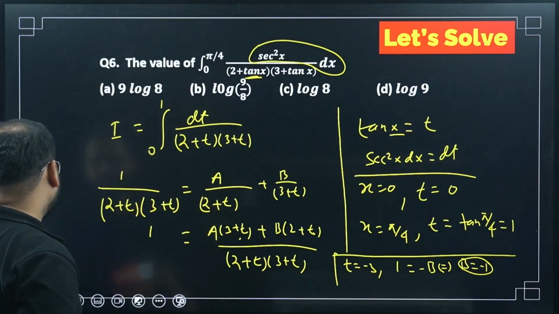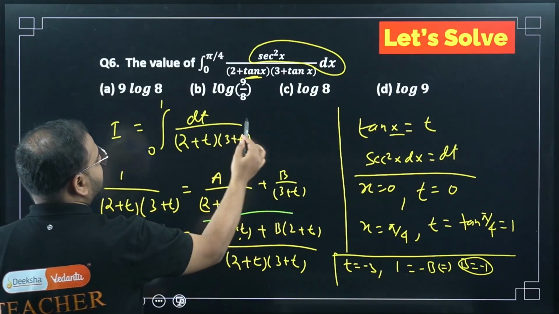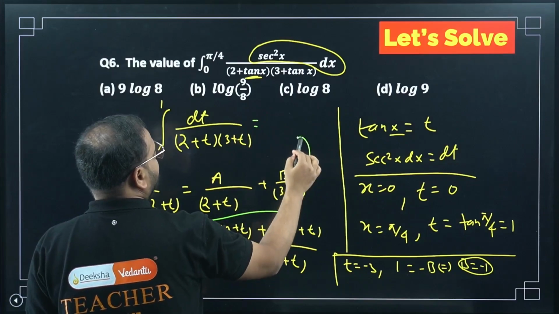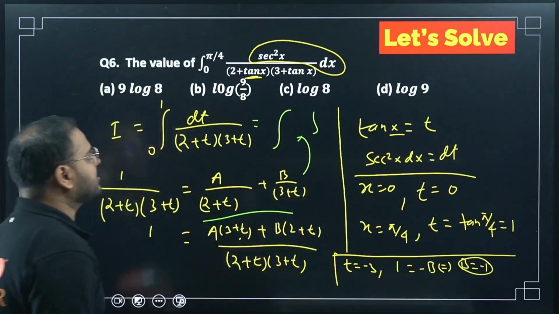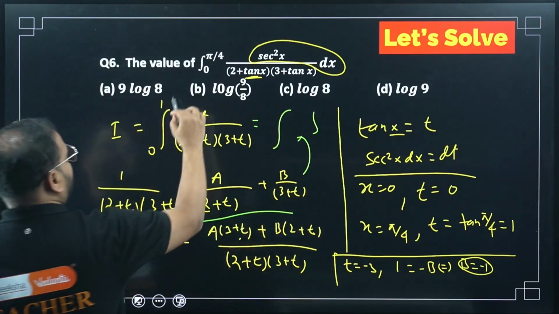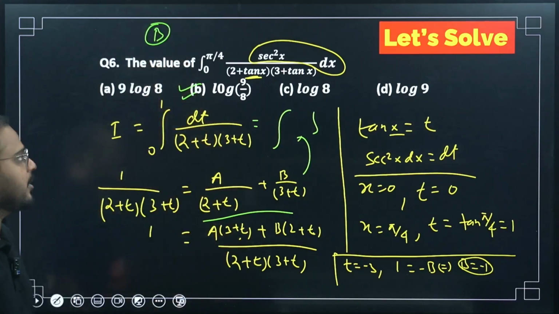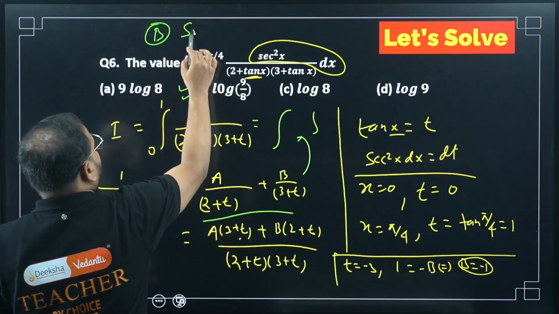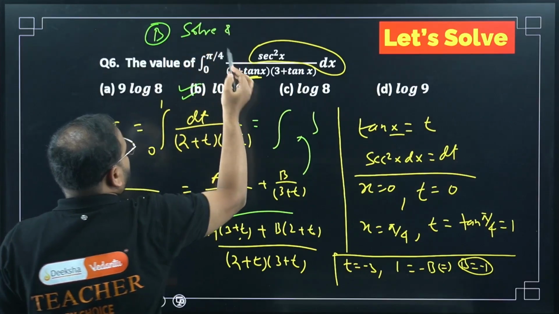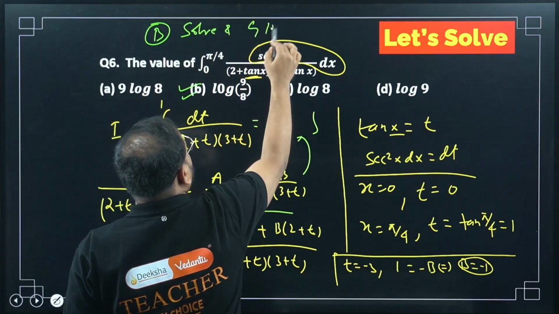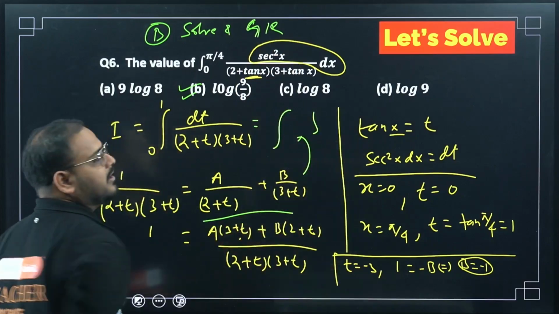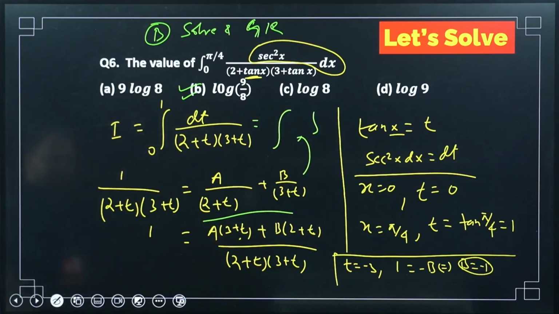After finding A, put it in this part, with the same condition, and do the integration for both the sides. You will get the answer as B. Have a look. Solve it and comment the answer. Solve it and tell me that you got it right. I got it right, sir. Moving on.